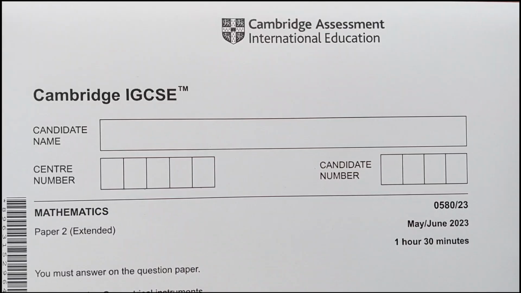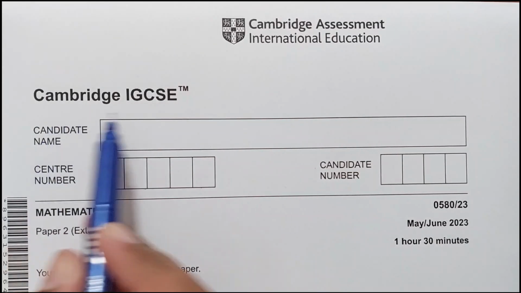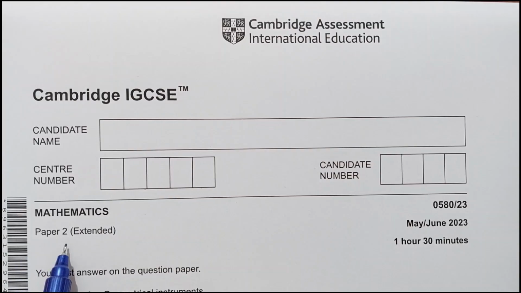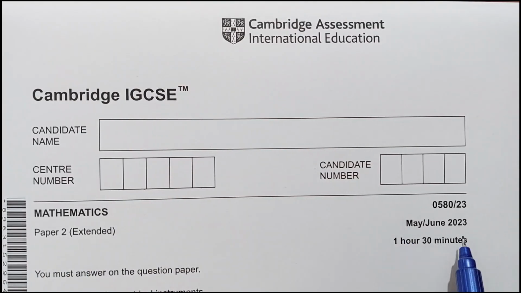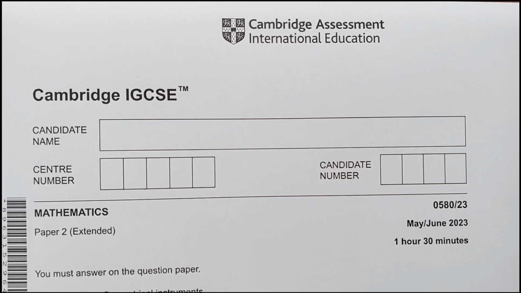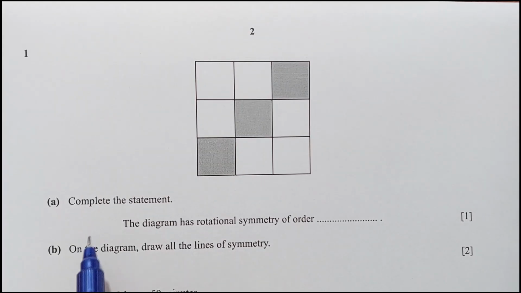Hi everyone, in this video I'm going to solve Cambridge IGCSE Mathematics Paper 2 extended, May-June 2023 session, Paper 2-3. So let's start with the first question. Question number 1, part A.